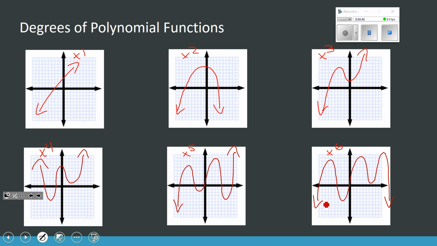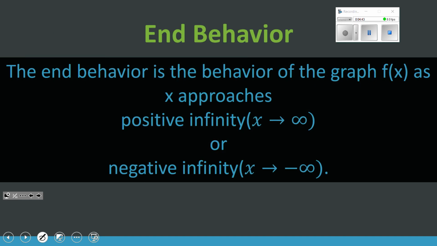Okay? So what we're going to talk about today is end behavior. The end behavior is the behavior of the graph f at x as x approaches positive infinity or x approaches negative infinity. And you can denote the symbols there where it has the x with the arrow to infinity. That means as x goes to positive infinity.